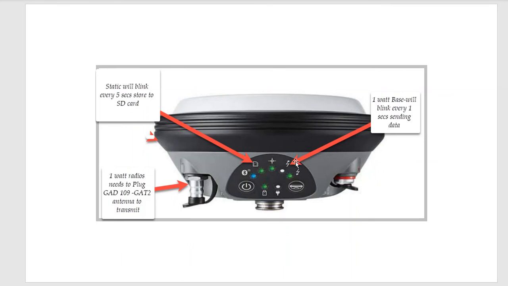And once again, when we start transmitting data, this will blink every second. If it's a rover receiving data, you see this light blink every second. This is incoming and outgoing.